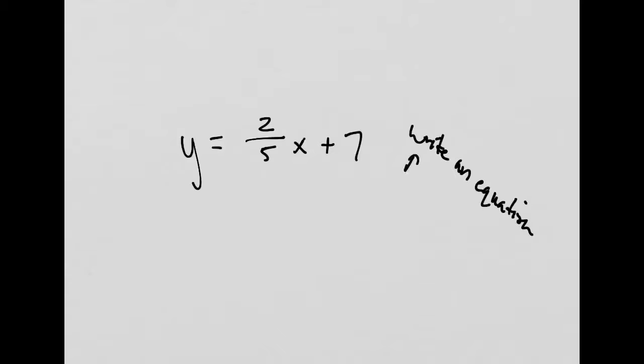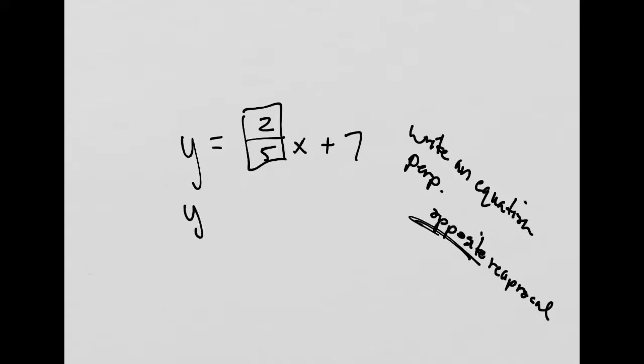Alright, if I did another example, y equals 2/5 x plus 7, and I said write an equation of a line perpendicular to this line. So basically, we know that the slopes have to be opposite reciprocal. So remember, opposite means opposite sign, so I know the other line would have to have a negative since that one's positive. And then remember, reciprocal just means basically flip over the fraction.